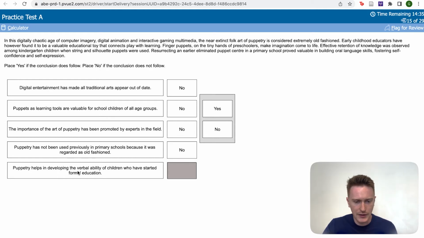Puppetry helps in developing the verbal ability of children who have started formal education. Well, yeah, in this primary school, it did build oral language skills. So yes, that's formal education, and it has developed their verbal ability.